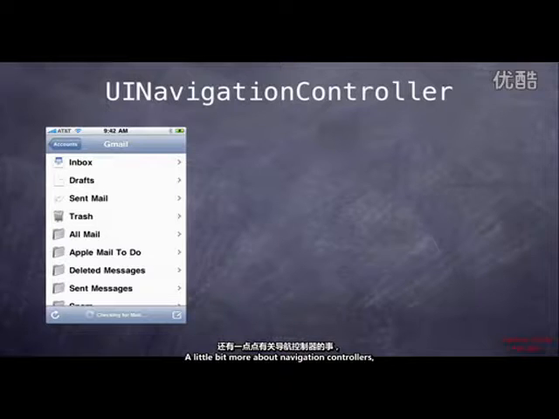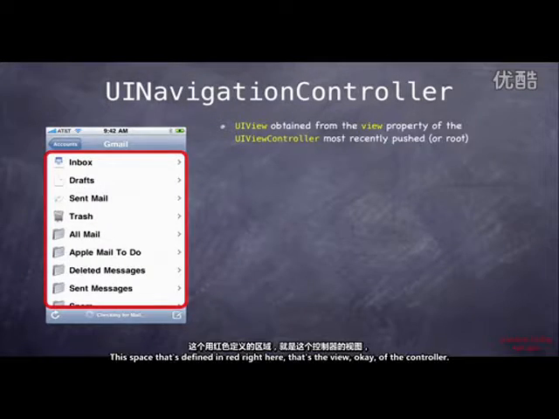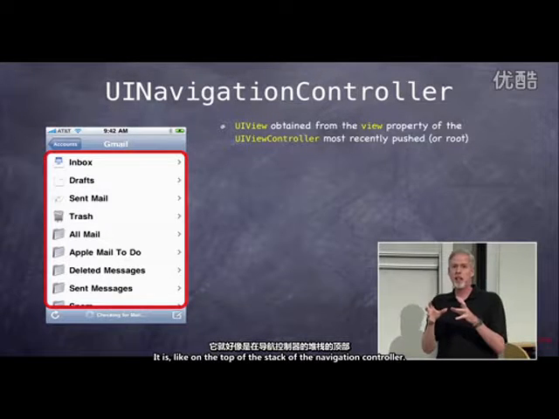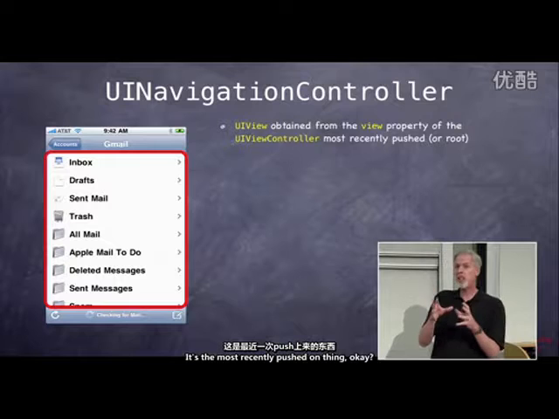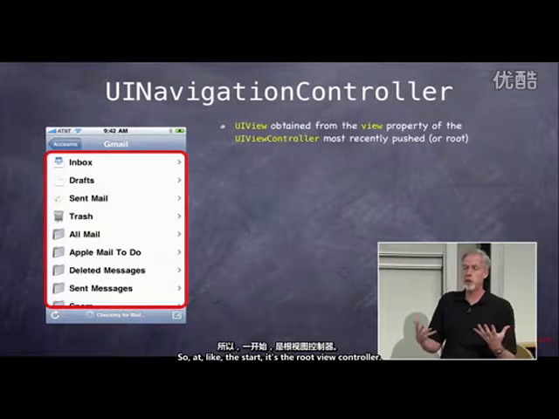A little bit more about navigation controllers, what all the pieces are and where they come from. This space that's defined in red right here, that's the view of the controller that is on the top of the stack of the navigation controller. It's the most recently pushed on thing. So the start is the root view controller.